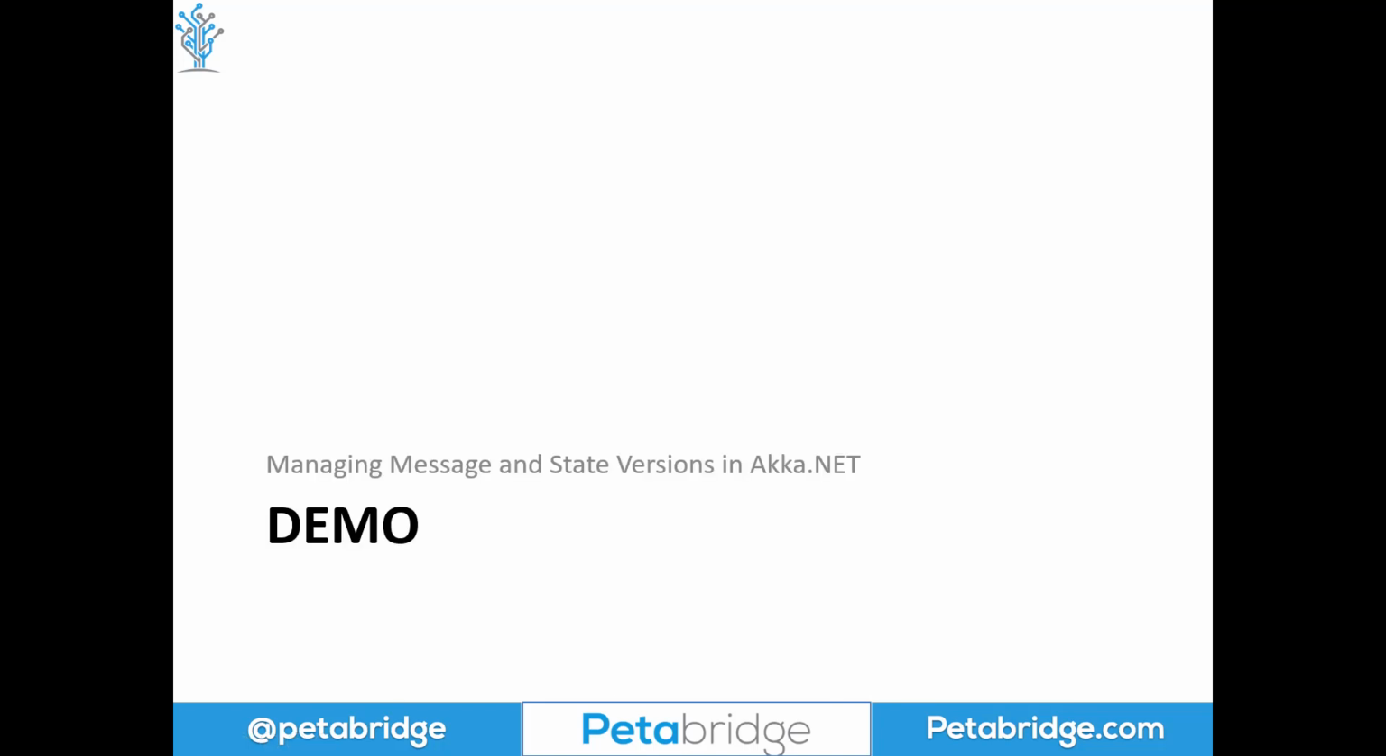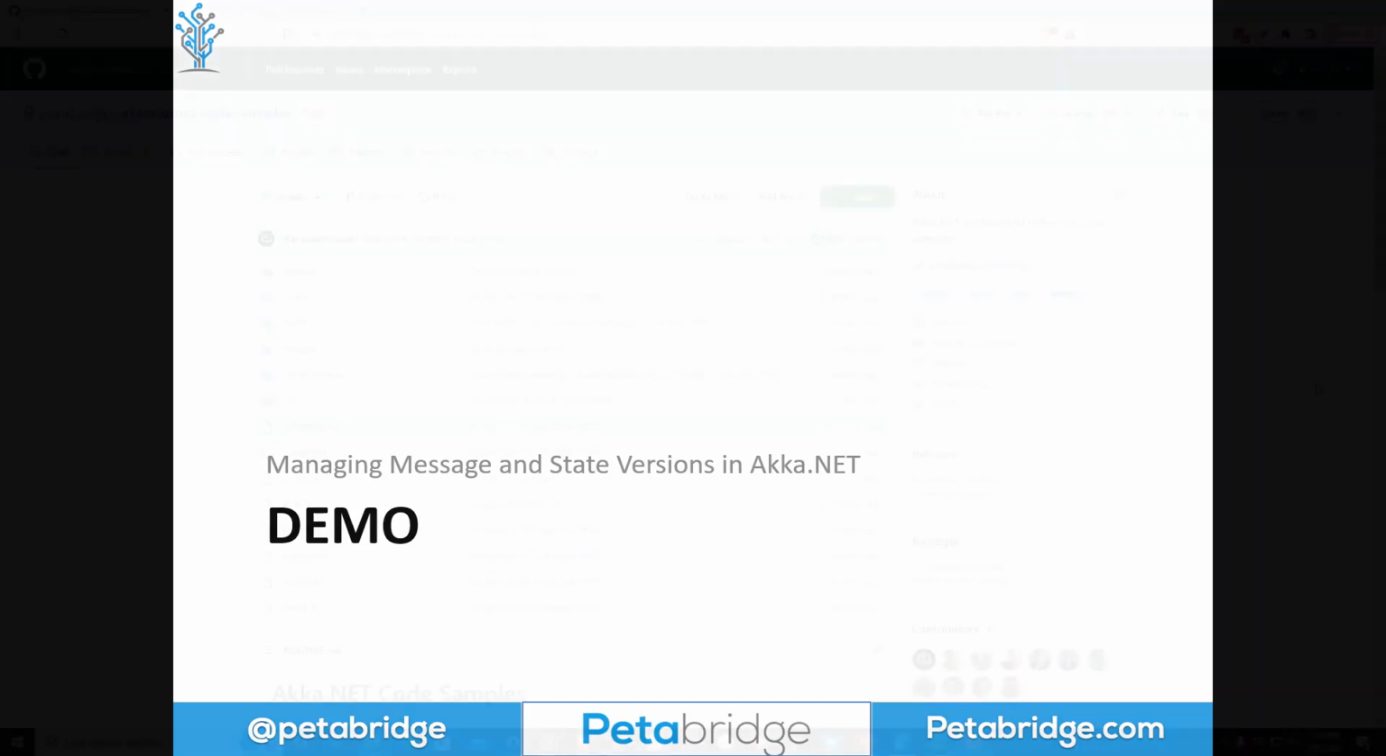So without any further ado, we're going to take a look at a more complex demo that successfully uses Protobuf to manage its message and state versions. And we'll see what doing a rolling upgrade might look like in that scenario.